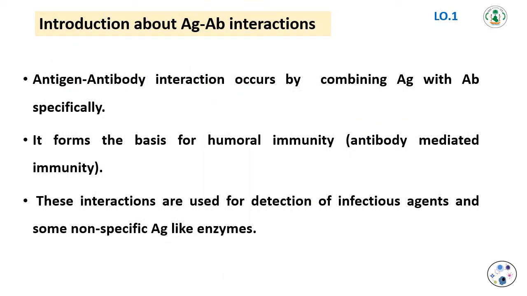Introduction about antigen and antibody interactions. Antigen-antibody interaction occurs by combining antigen with antibody specifically. It forms the basis for humoral immunity, antibody-mediated immunity. These interactions are used for detection of infectious agents and some non-specific antigen-like enzymes.